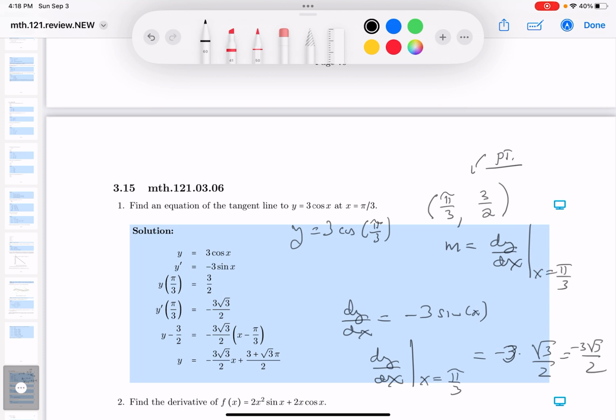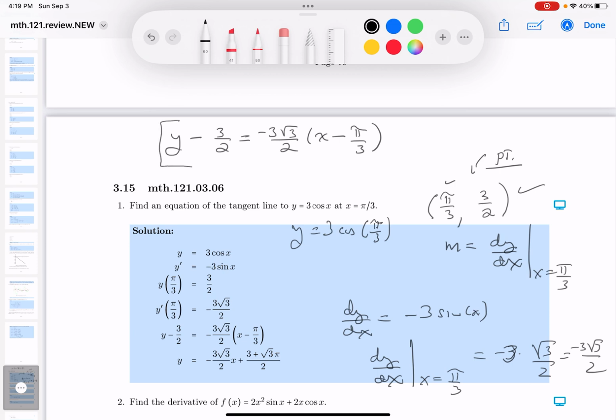I'm ready to write down the equation of the tangent line. And what's that going to be? It's going to be y minus y1. Well, y1 is going to be 3 over 2 equals the slope, which is minus 3 root 3 over 2, and then it's going to be x minus x1. What's x1? Pi over 3.